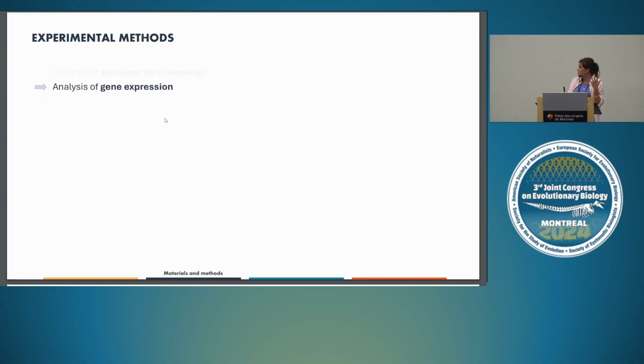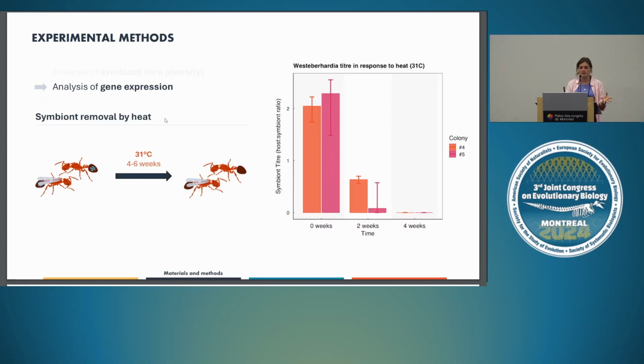So for the analysis of gene expression, what's really cool about the system is that we can actually treat them with heat and remove the symbiont through that treatment. So we heat them at 31 degrees for 4 to 6 weeks, and you can see, the symbiont titer or density is on the y-axis, time along the x-axis, and after 2 weeks it's really depleted, and by 4 weeks we can't see any of the symbiont anymore.